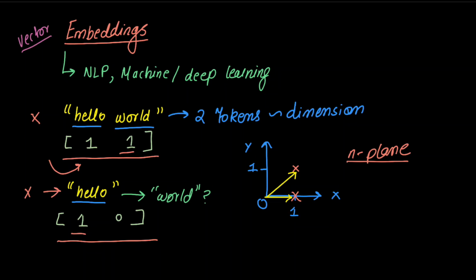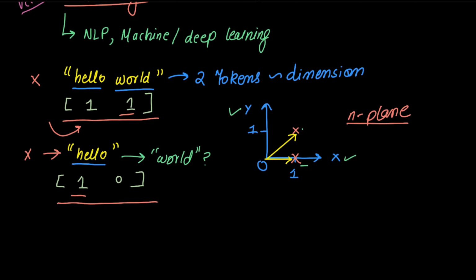So I'm using an xy plane over here, and I'm plotting my sentences over my x and y plane. So we have 1, 1. This is hello world right over here. And at the bottom within the x-axis we have 1, 0, which is just hello.